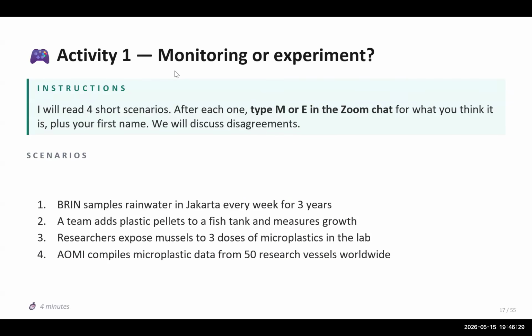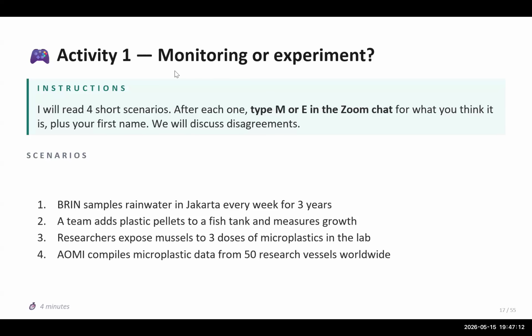So now let's do the first activity. I will read four short scenarios, and for each one, I want you to type M if we are talking about monitoring, and E if we are talking about an experiment. I want you to put the letters in the chat so I can check, okay? So ready? Here we go. Scenario number one: sampling rainwater in Jakarta every week for 3 years. What do you think? Is this monitoring or an experiment?